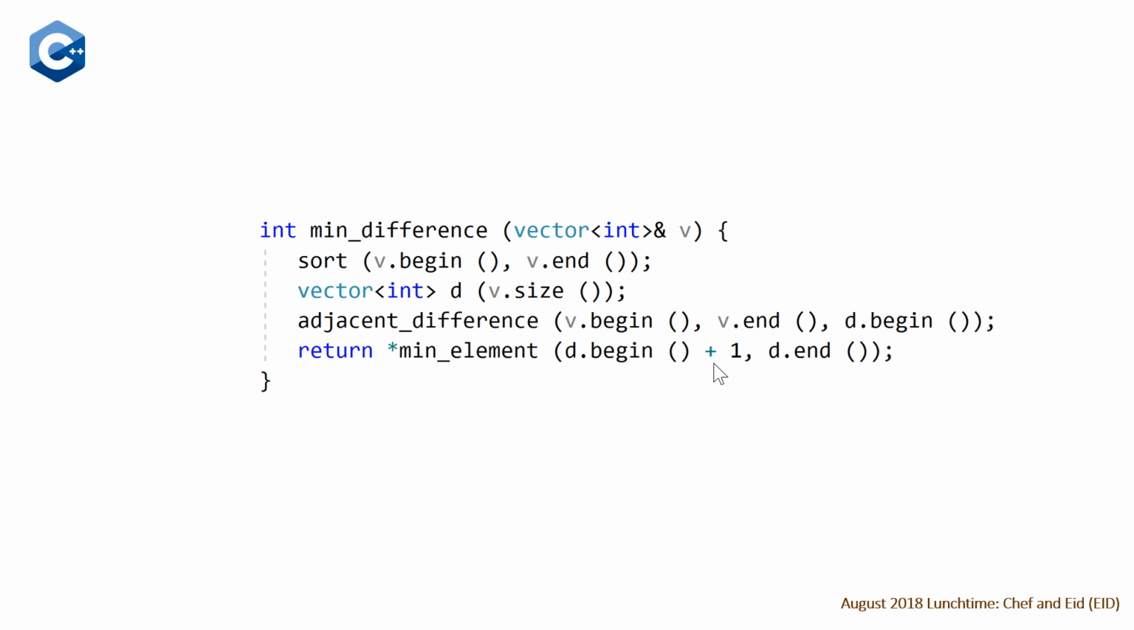And note that we're doing the one element after the start of our vector D, and that's because the first element is going to be the difference between 0 and the value of the first element in our vector V. So we don't want to include that one because that's not actually a difference between 2 coins. And so once you call each of these 3 functions, you can just return this minimum value, and that will be your solution.